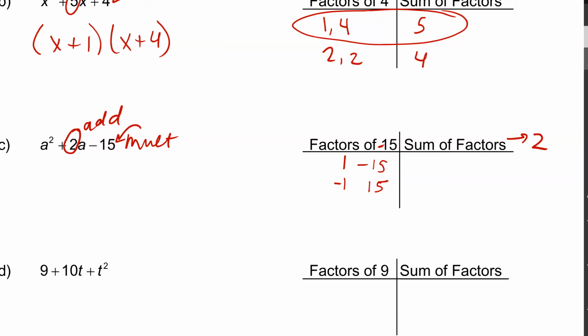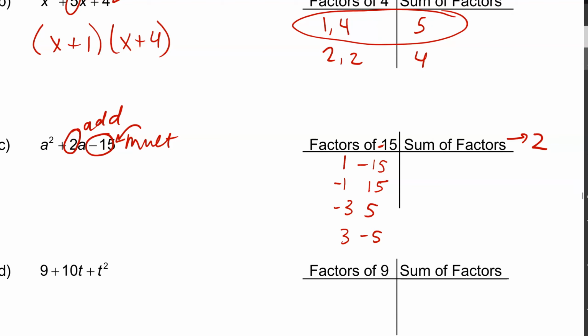Look, multiply to negative 15. There's a negative in front of it. Okay, 3 and 5, right? Negative 3 and 5, or negative 5 and 3? Negative 3 and 5, and 3 and negative 5. Yeah, there's a better way to do this. This, of course, is okay.